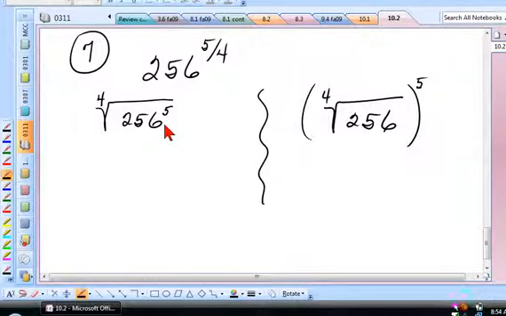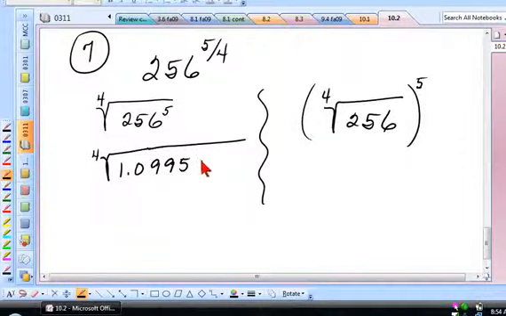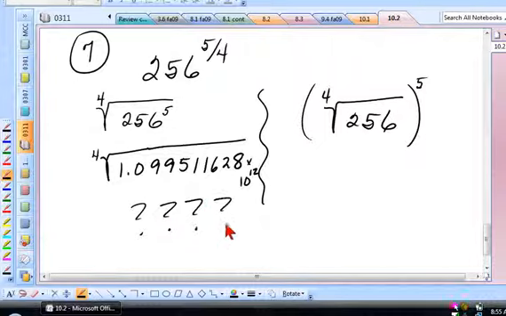Oh my goodness. Here's what the calculator gave me. The 4th root of, well, it's in scientific notation, 1.0995111628 times 10 to the 12th power. I put in 256 and raised it to the 5th power with my calculator, and it was too big for the display of my calculator. So it gave me some scientific notation gibberish. And then I'm supposed to take the 4th root of that, and here's my reaction to that.